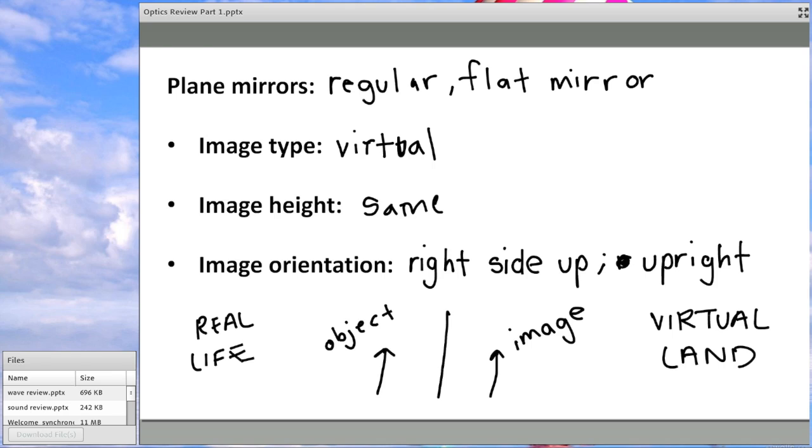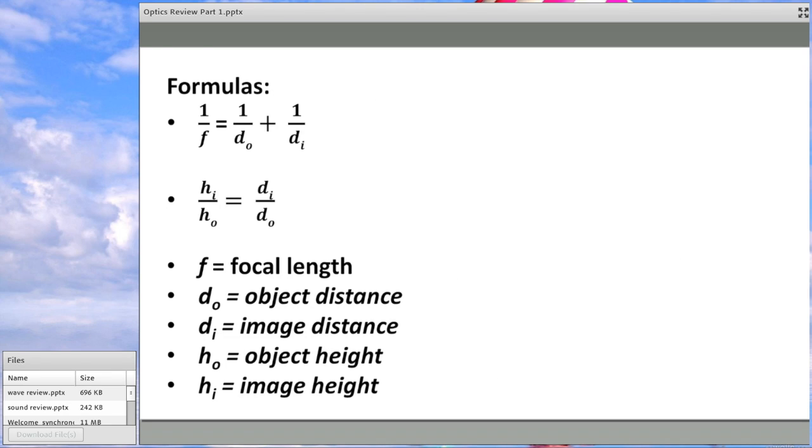Okay. So these are the formulas we're going to use for this unit. You could use them for plane mirrors, but you don't really need to because we already know they're exactly the same. Okay, and personally, I absolutely hate these formulas because they have fractions. I don't like doing fractions. I don't know where it comes from. I just don't like it.